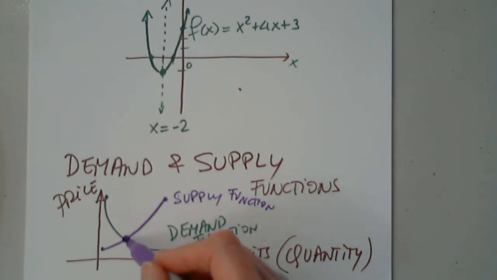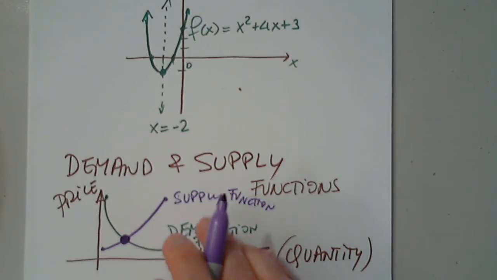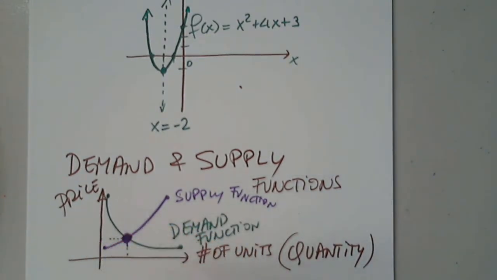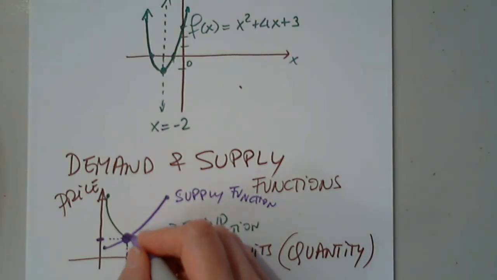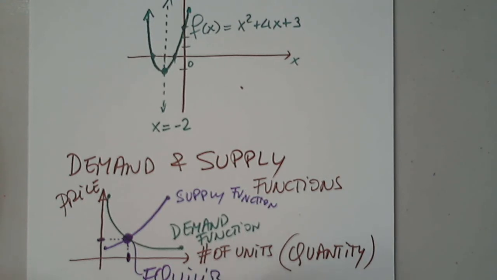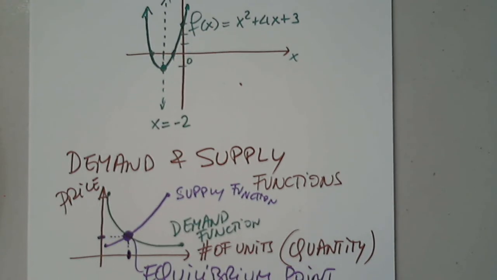This point is a very important point. We consider that at this point, everybody is happy. We are happy with the price and we can afford a certain number of units. They are happy with the price and they are willing to produce and sell it to us at that price. And this point is called the equilibrium point, when everybody's happy.